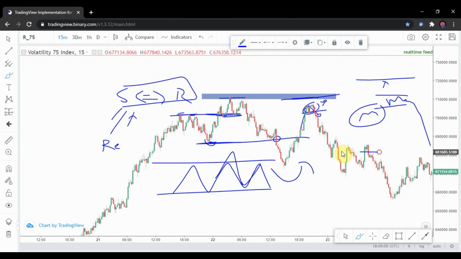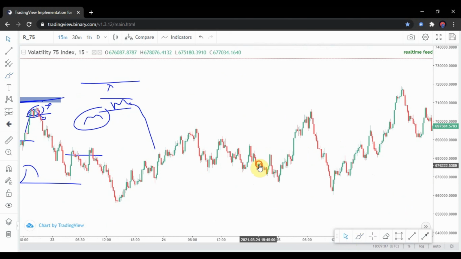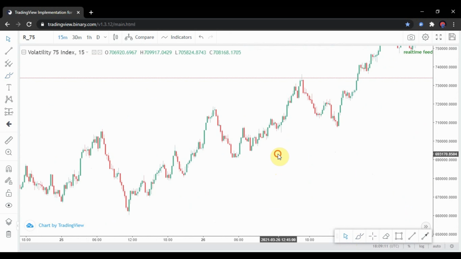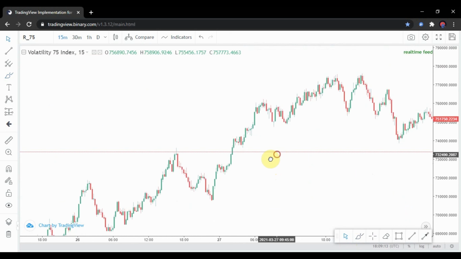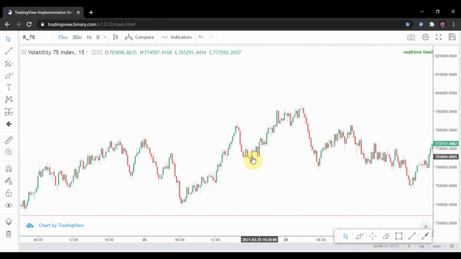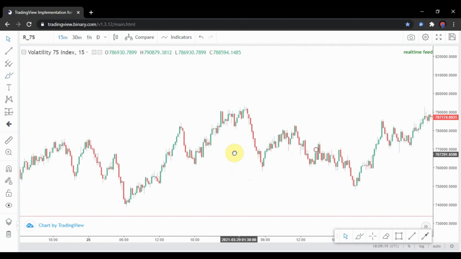Even on trending markets, when the market is shifting strength, I'm sorry about that, when the market is shifting strength, it always shifts strength in a manner of a retest. Usually that's what I always say. That's why I always say when the market is trending, it will shift strength in a manner of a retest.